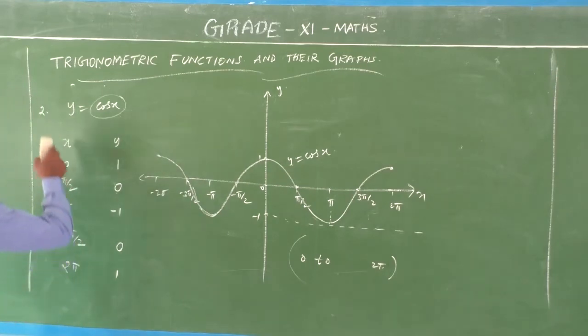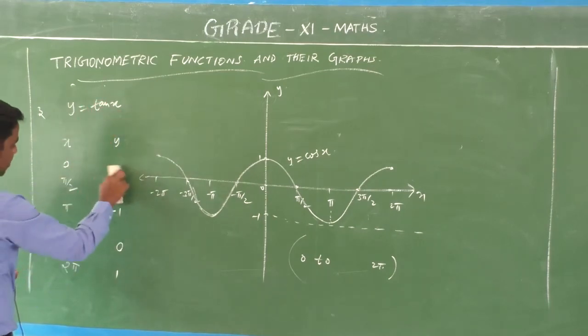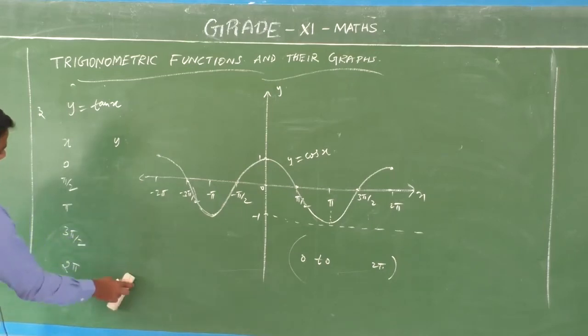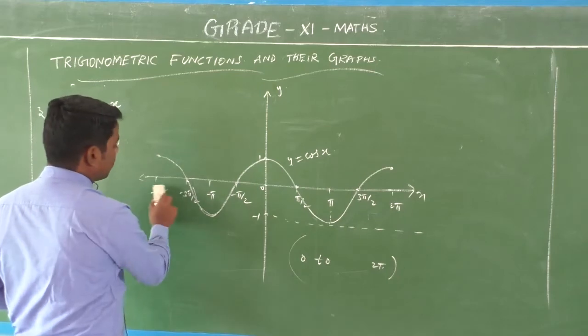Third one, y equal to tan x. Same measurements: x equal to 0, pi by 2, pi, 3 pi by 2, 2 pi, that is one complete rotation.